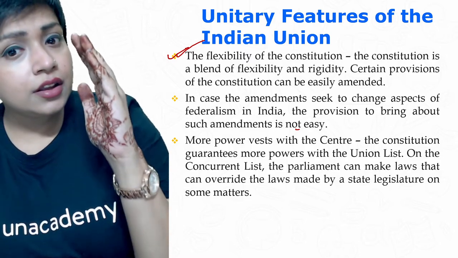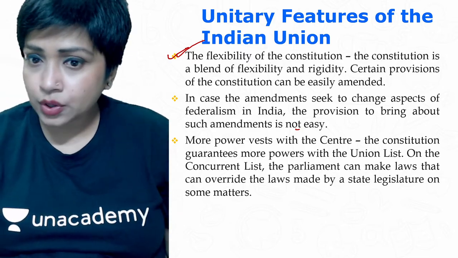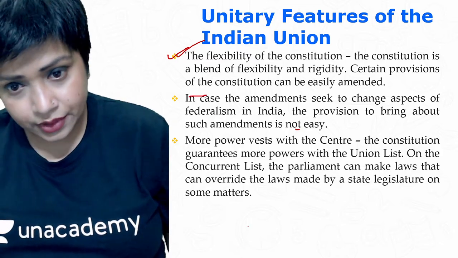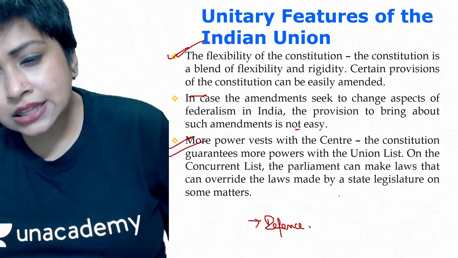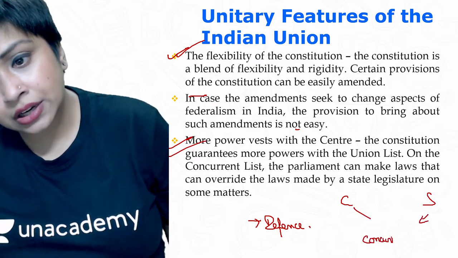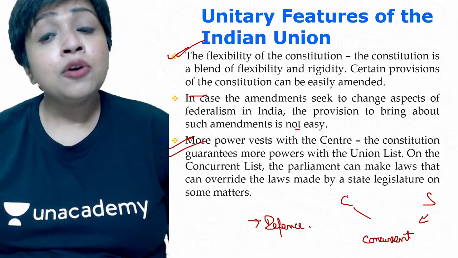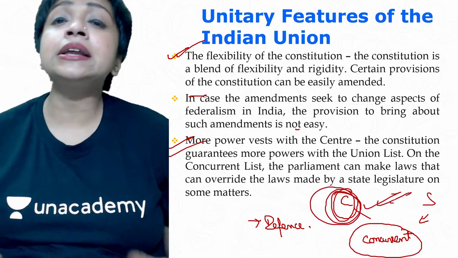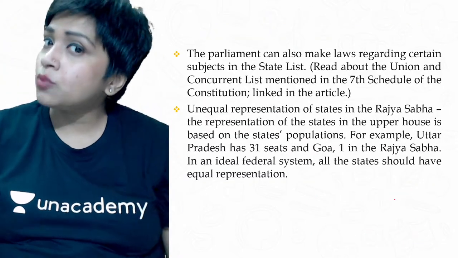Now, let's talk about what powers the center has. We have already talked about matters of defense. And I think I have already covered this point that both the center as well as the state can make laws on the matters written in the concurrent list. However, if the center and the state both make laws on the same concurrent subject, it is the decision of the center that will ultimately prevail. This also means that, as compared to the state, the center has more power.